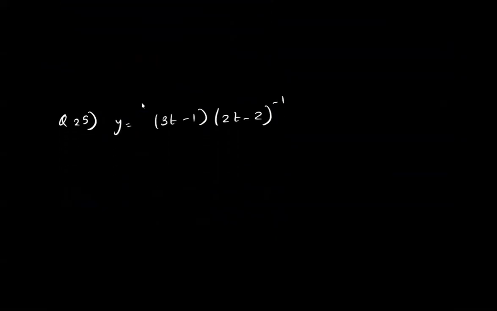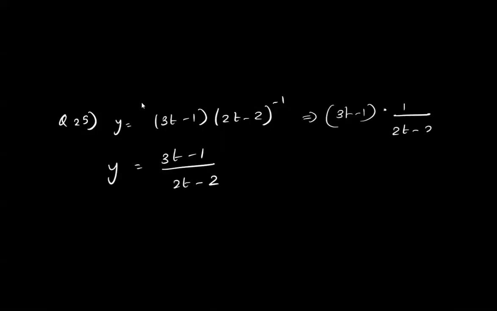So for this problem, I am going to do this first. I'm going to rewrite this problem like so, because 2t minus 2 to the power of -1 is nothing but, so remember, this is nothing but 3t minus 1 times 1 over 2t minus 2, which can be put together as 3t minus 1 all over 2t minus 2.